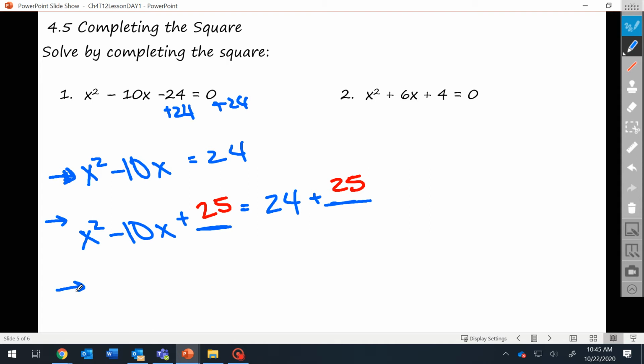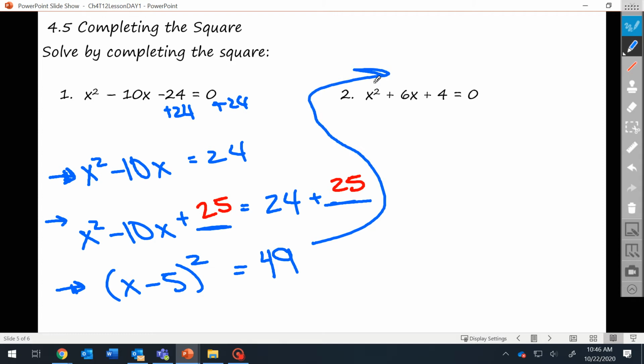Alright. Now, this is a perfect square. It has the same two factors, x minus 5 and x minus 5. So it's x minus 5 squared. And x minus 5 squared is equal to 49. Alright, I'm going to wrap around up here. Now, what I've got so far is x minus 5 squared is equal to 49.